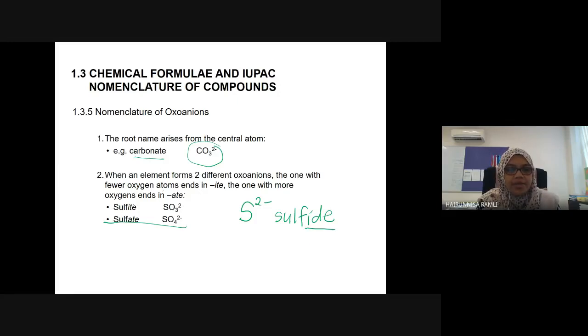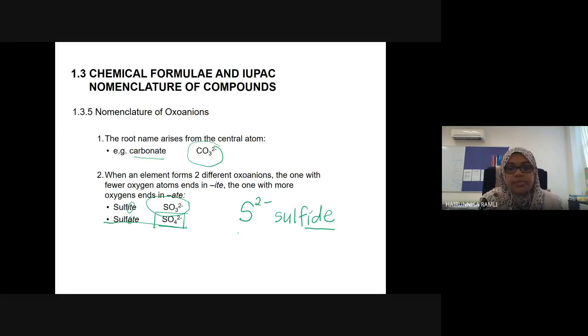Look here, you change just one letter, I-T-E. Different chemical compound. Sulfide and sulfate, you change just the letter A and I, it will become SO4. Different compound. So in naming, if you have a wrong spelling, of course it is wrong, straight away wrong. You have to take note of this.